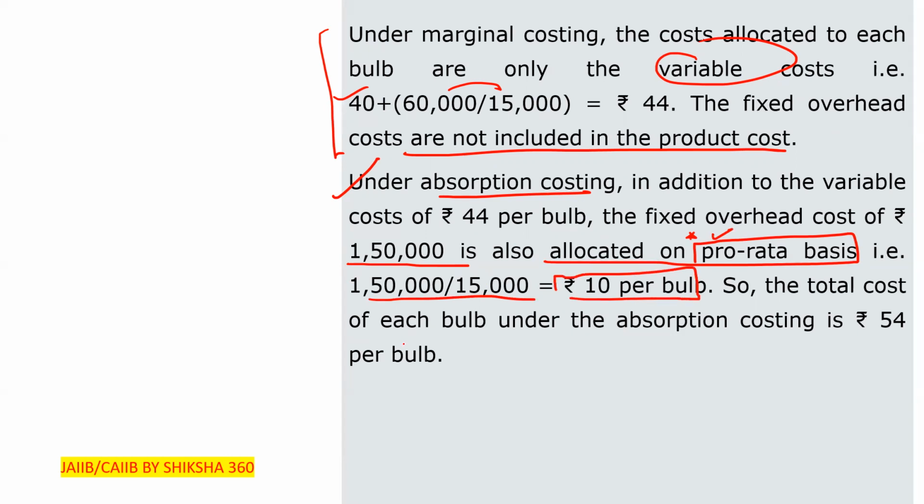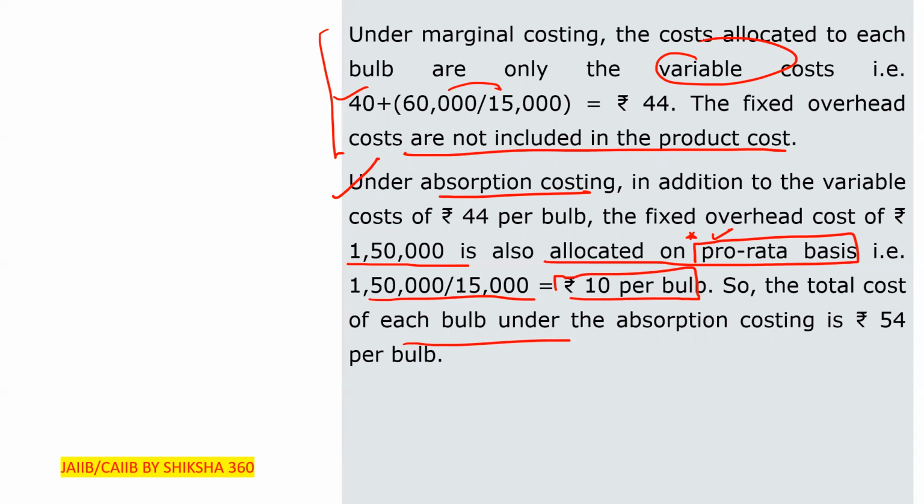So the total cost of each bulb under absorption costing is rupees 54 per bulb. I hope all of you are able to understand all these points regarding marginal costing and absorption costing, and the different types of questions they will ask on them.